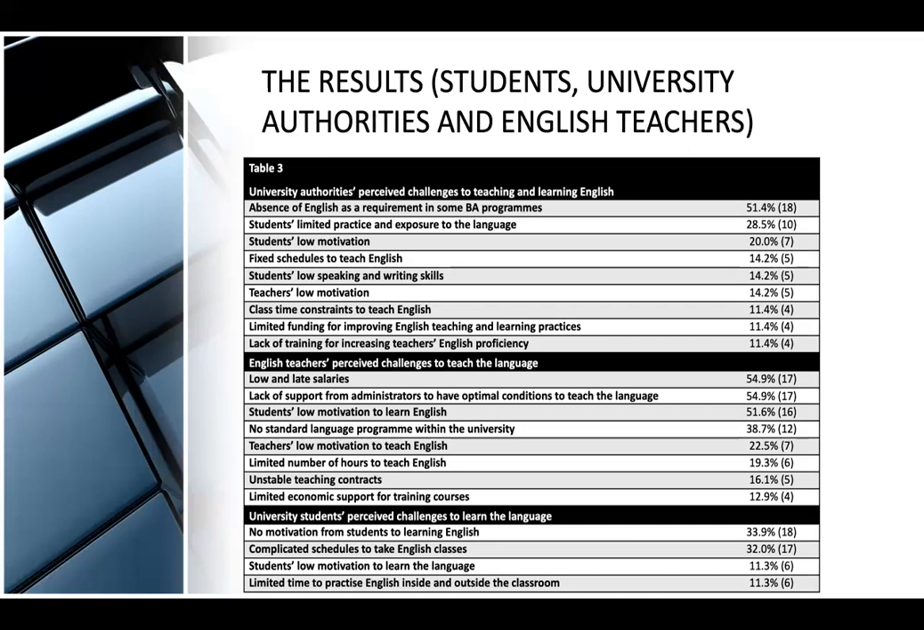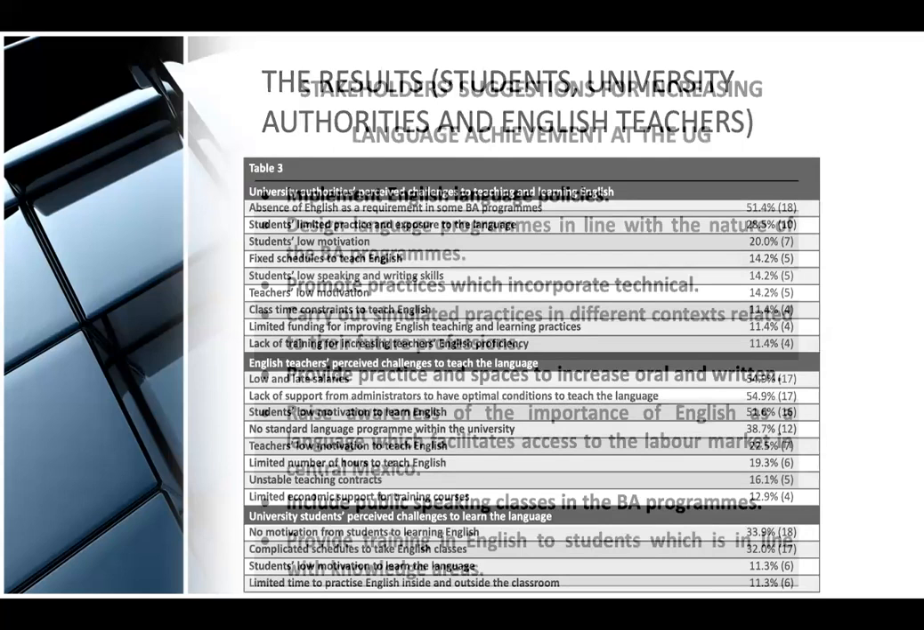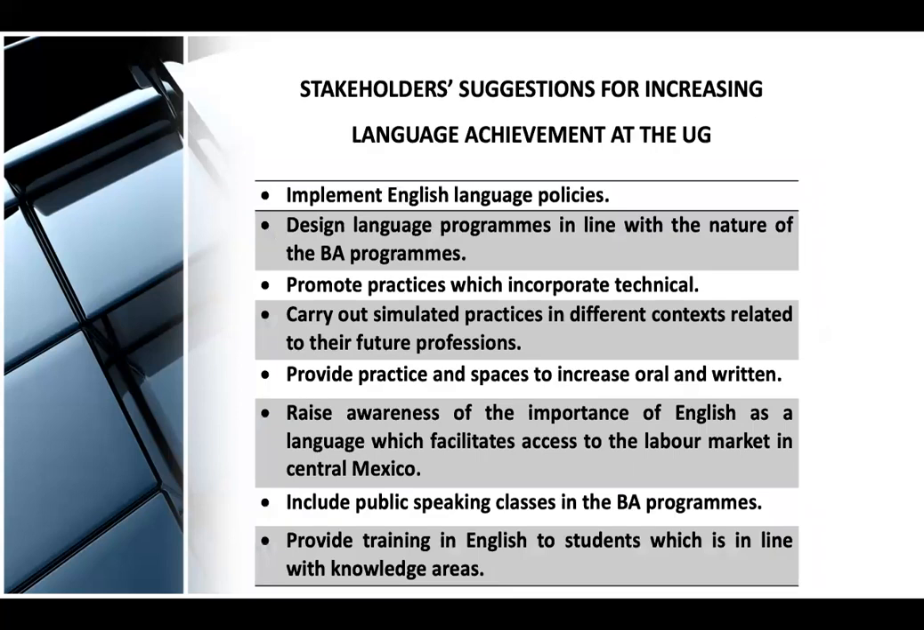As you can see here in this table, the other stakeholders also stated and felt different challenges and needs. For example, the absence of English as a requirement in some undergraduate programs, students' limited practice and exposure to the language, low salaries, lack of support from administration, students' lack of motivation, and other concerns. Interestingly, all stakeholders were able to suggest recommendations to increase language achievement at the University of Guanajuato, as you can see here in this list. And we consider these suggestions as part of a proposal that we formulated to the Universidad de Guanajuato.